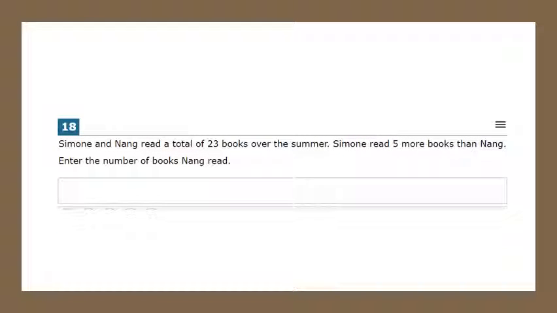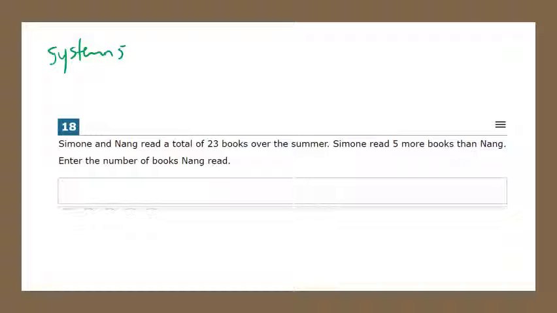Last problem in this section, believe it or not, is another systems of equations question. And how I know this is it's trying to ask me to figure out 2 different values based on 2 different categories here. So what we can read is that Simone and Nang read a total of 23 books over the summer. Simone reads 5 more books than Nang. It says to enter the number of books Nang read.